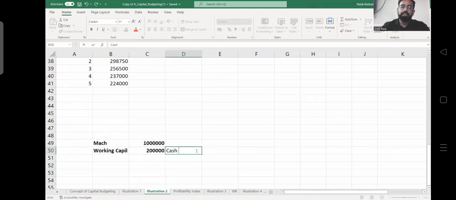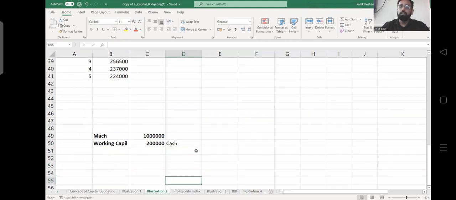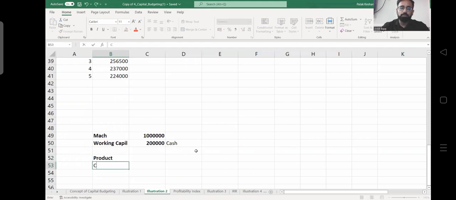This is your free cash, which you can use for payment of salary. You can use cash for purchase of raw material, for payment of electricity and all, right? What you have done with this 2 lakh rupees, you manufactured a product, right? You manufactured a product whose cost is how much? Whose cost is 2 lakh rupees, right?